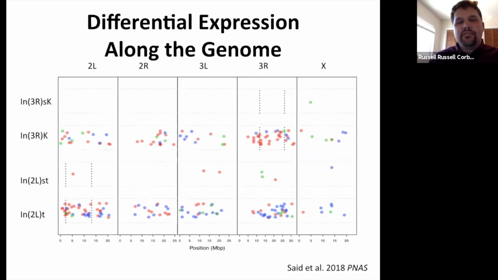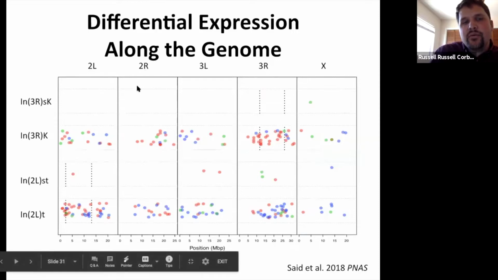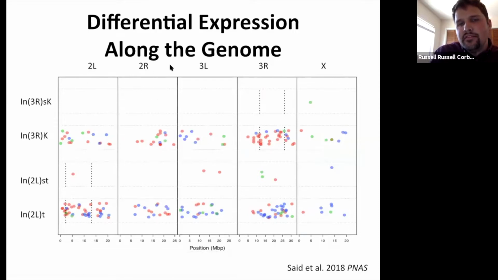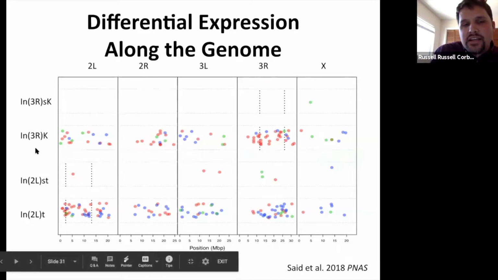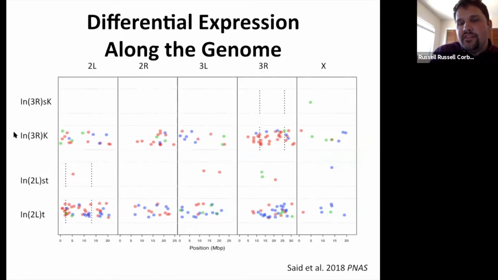Okay, and so you can kind of see the answer already, but I'll explain what this figure means really quickly. Each of these major columns here is one of the major recombining chromosome arms in the Drosophila genome. So there's 5 of them, 2L, 2R, 3L, 3R, and X. And each row is the set of differentially expressed genes associated with a given inversion, where IN3R SK stands for the synthetic mimic of natural inversion IN3RK right below it. And the same is true for IN2LST, the synthetic mimic of natural inversion T below it. And each point corresponds to differentially expressed genes along the genome.